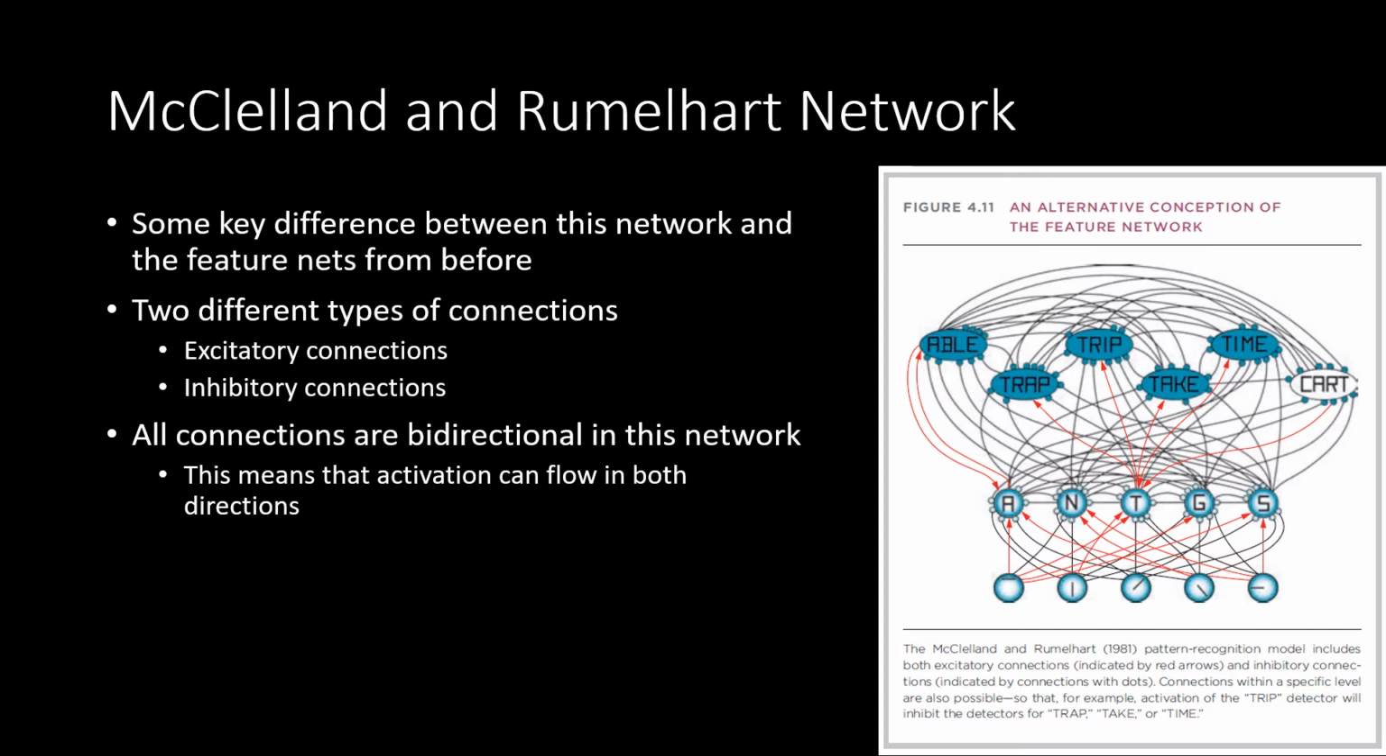You don't quite get the same thing for inhibition. As one unit is inhibiting another, that unit will not be able to pass activation on because it's being inhibited, unless of course it's receiving a tremendous amount of activation from somewhere else. This is really the two fundamental differences between the McClelland and Rumelhart network and the feature nets that we talked about before. Even though they seem relatively simple, these differences allow these networks to do some incredibly complex things, which you couldn't do with a simple feature net.